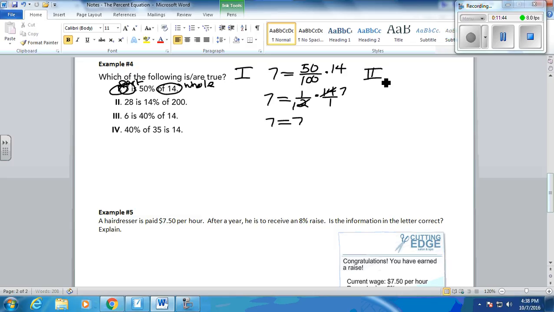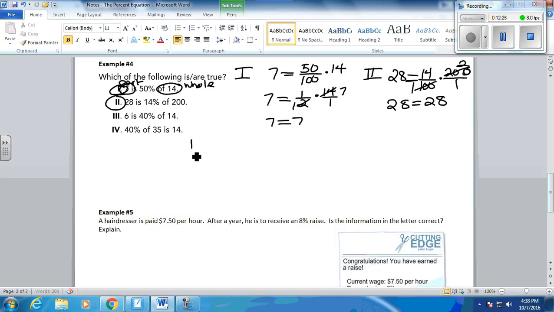If I go on to the second one, 28 is 14% of 200. So 14%, I'm going to place that over 100 times 200. And then this is where I'm going to do things a little differently than I've done so far. When I am multiplying, technically 14 hundredths is a fraction, and 200 first, I can make that a fraction. I can cross cancel. So 200 divided by 100 is 2, and 100 divided by 100 is 1. So I'm left with 28 equals 14 times 2 to give me 28. So that one also appears to be true.